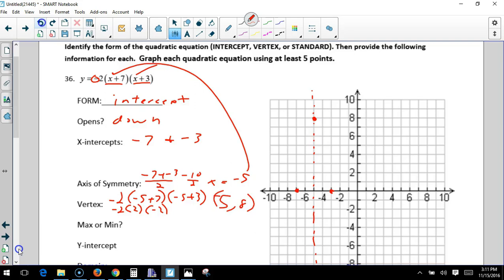Now, a little quicker. Once I knew x was negative 5, I could have just plugged this in my calculator, gone to negative 5, and also seen that on the table is negative 5, 8, or at least to verify. Is it max or min? Well, it's going down, so it's a max.